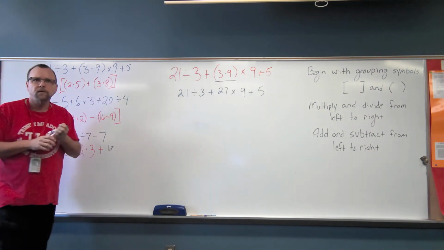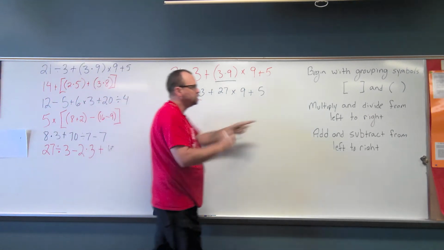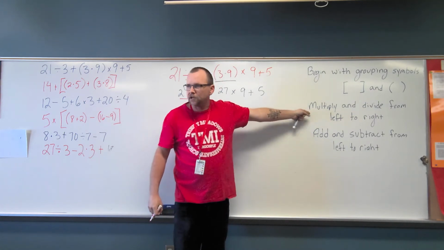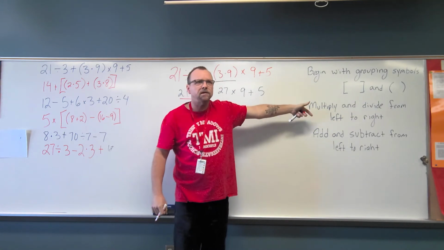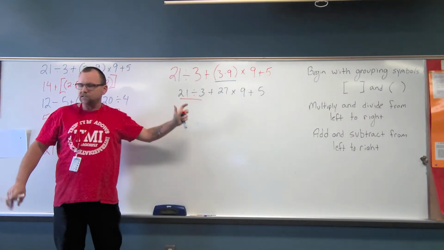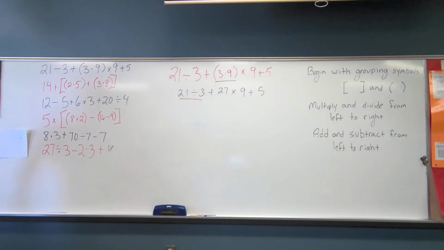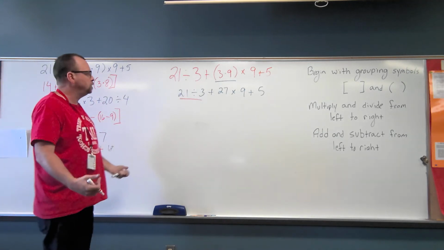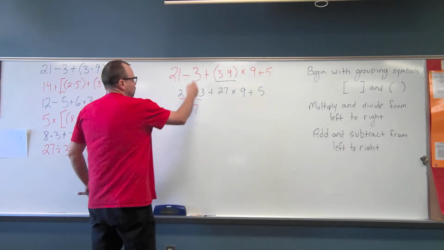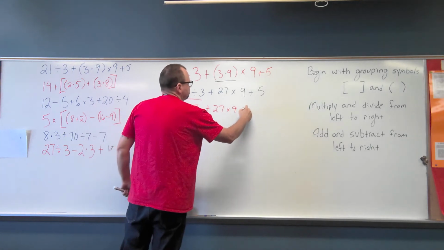I do the division first. Division and multiplication is the same step. So if you have multiple divisions and multiplications, you work them from left to right. The same step, I said. So 21 divided by 3 is 7. Now this is gone. So 7 plus 27 times 9 plus 5.